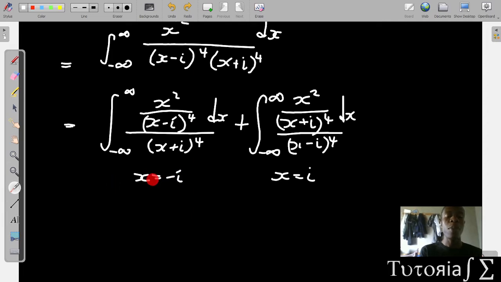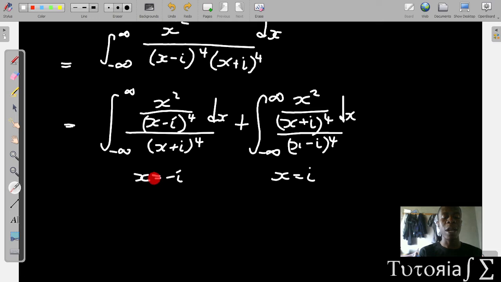If the pole is outside the region of integration, we consider the integral on that pole to be 0. So if this is outside the region of integration, this entire thing is 0. And if this is outside the region of integration, this entire thing is 0. And we can end here, and our final answer would be 0. So we need to counter check.